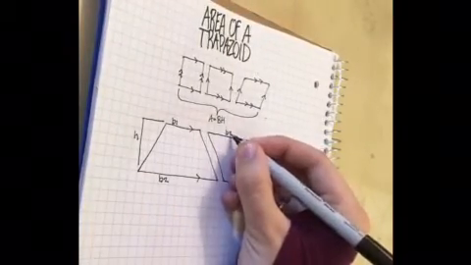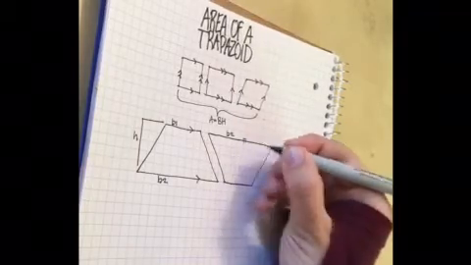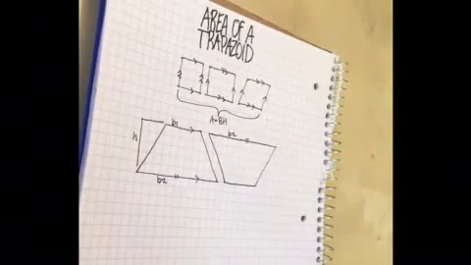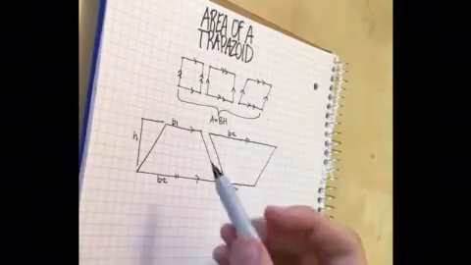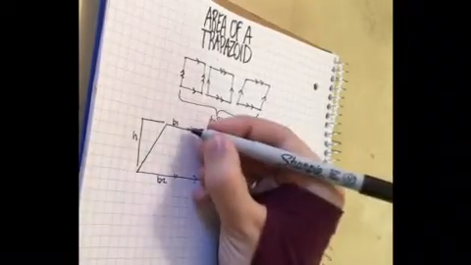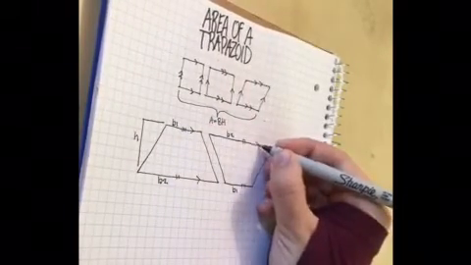This is B2 because this is the same length as that one. So these are congruent because that's the same trapezoid. And this is B1 because it's the same part of the trapezoid as B1. Also making them congruent, so I'm just going to mark that, and they're also parallel.